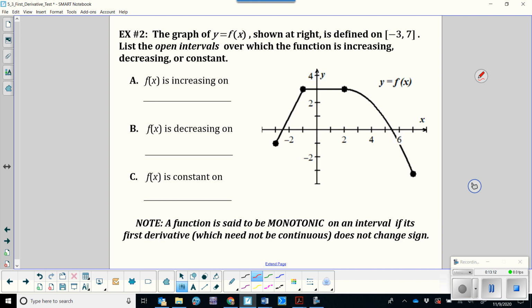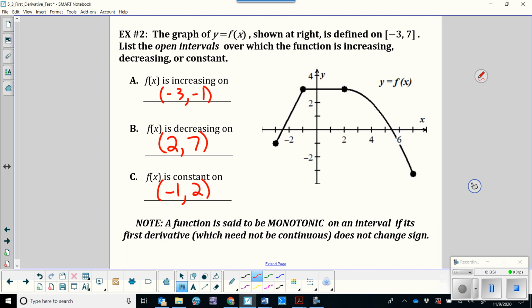So f of x is increasing. Well, it is increasing clearly from -3 to -1. We can see that it's increasing there, and it's not increasing anywhere else. F of x is decreasing. Well, it starts decreasing at 2, and it decreases to 7. And then it is constant from -1 to 2. There's our constant. And again, don't include the endpoints. We'll discuss at some point why you can include them and all of that, but it doesn't matter. AP is fine with them being not included.